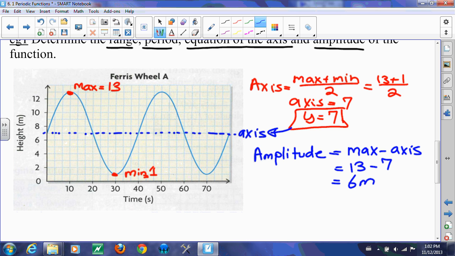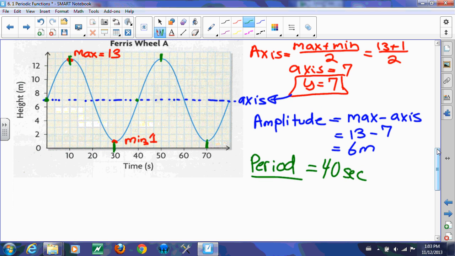Now taking a look at the period, ladies and gentlemen, it's the time it takes to complete one cycle. You could argue that from my max to my max, I started at 10 seconds and ended at 50, so that's going to equal 40 seconds. Or you could go minimum to minimum: 70 subtract 30 is 40. Or you could go from the start on the axis to where it ends on the axis. It's up to you, as long as you use the same starting point where you see it repeating again. So the period is 40 seconds.